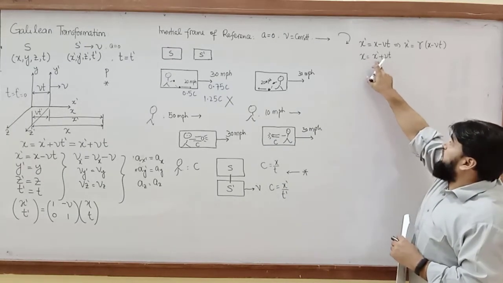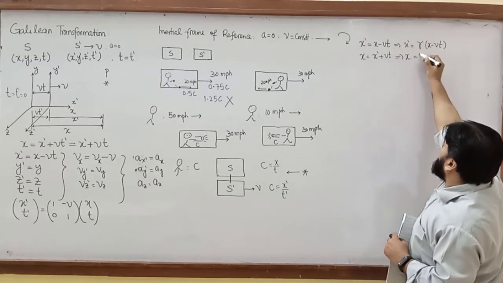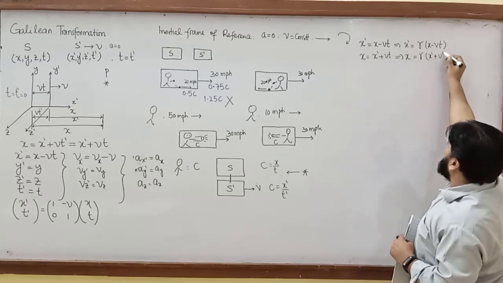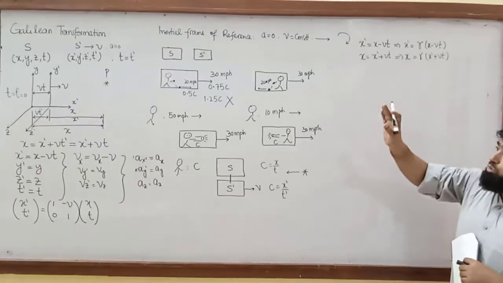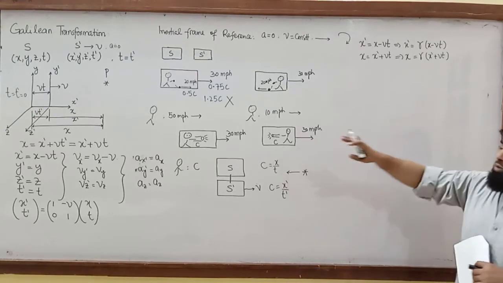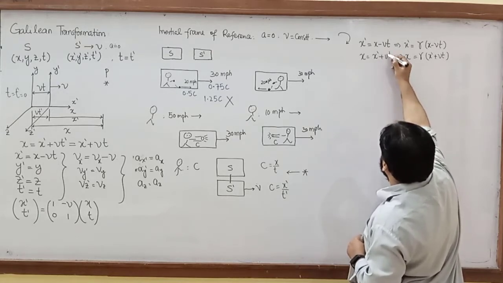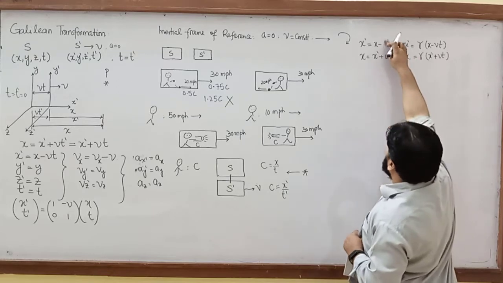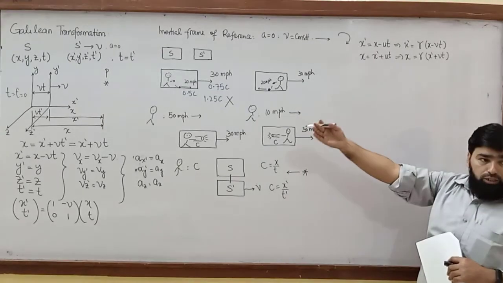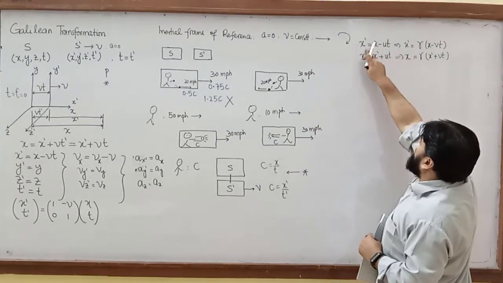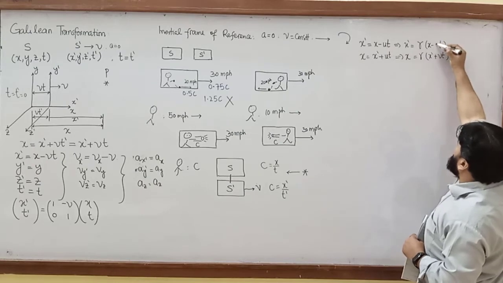But now it is x in terms of x prime, and let's say the error here is again gamma, and this is x prime plus vt. But now, in order to differentiate it from that one, I write the velocity I consider as u, in order to differentiate it from the Galilean transformation. So x prime will be equal to x minus ut.